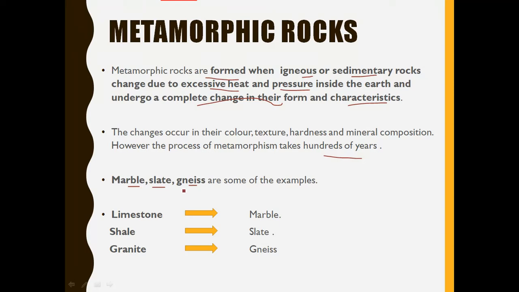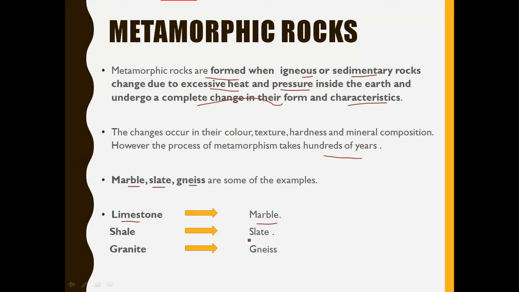Now, since I'm telling you that metamorphic rocks are formed from the igneous or the sedimentary rocks, that means if I say marble is a metamorphic rock, which rock did it get transformed from? Limestone. Now, limestone is a sedimentary rock, but because of excessive heat and pressure inside the earth, it undergoes a change in its form and characteristic and later transforms into marble. The same way is shale. Shale is a sedimentary rock.